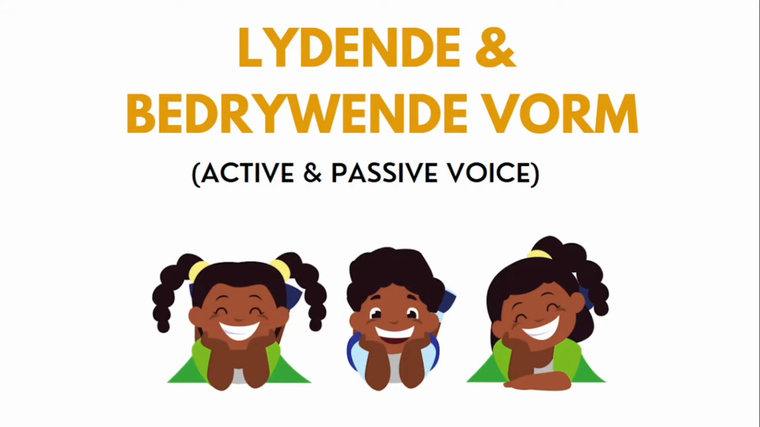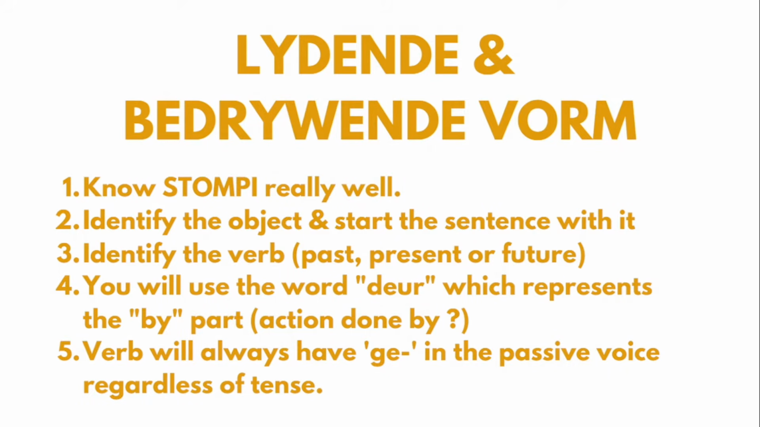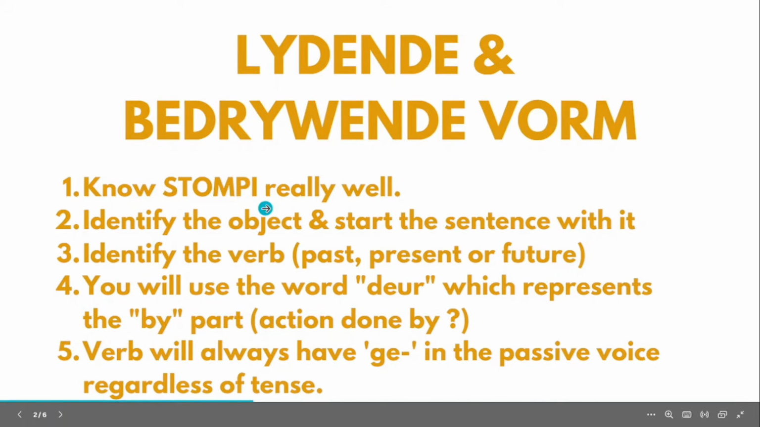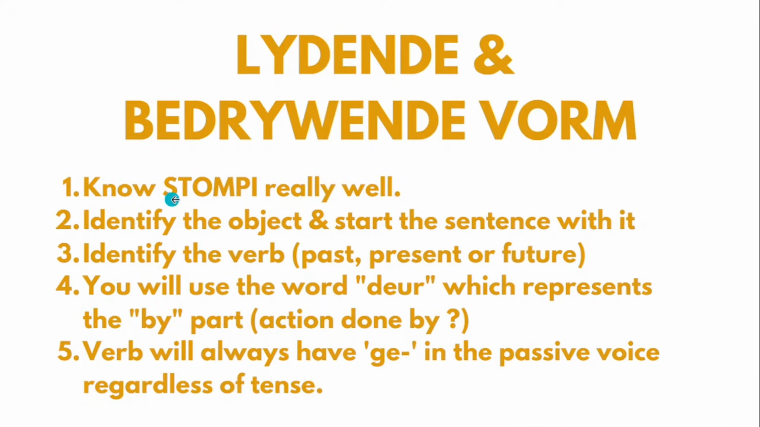So let's get started. What do you need to know for Lydende Bedrywende Vorm? You need to know Stompy really well. If you don't know what I'm talking about, Stompy is the acronym we use for sentence construction. It starts with the subject, then time, object, manner, place, and infinitive, okay? And then there'll be verb 1 in between S and T, and verb 2 between P and I. So if you do not know how Stompy works, I would really advise you to familiarize yourself with it before you start here.